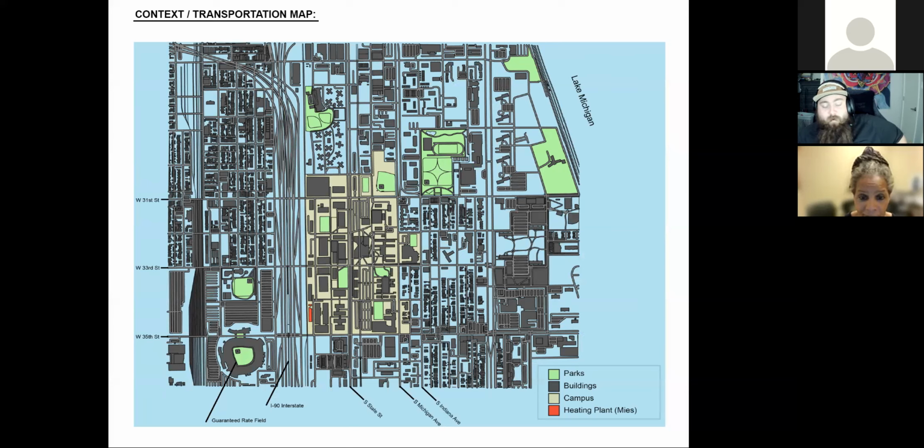And it should be noted that it is true north, so north is up. This just provides modern day context and transportation for the site and the campus itself. Next slide.